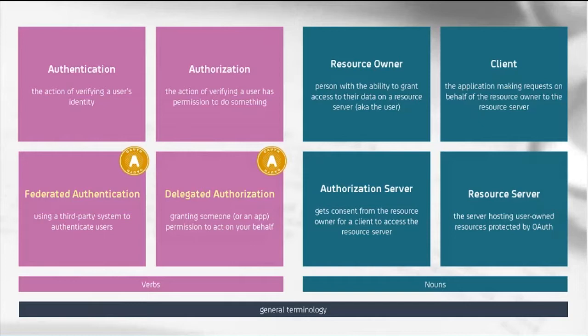So that's for the general terminology. And actually those on the left bottom, the federated authentication and delegated authorization, are really those things we're talking about when we speak about OAuth. Because it is federated authentication, so we can use a third-party system with OAuth to authenticate users or ourselves. And delegated authorization is actually that I grant someone the permission to act on my behalf.